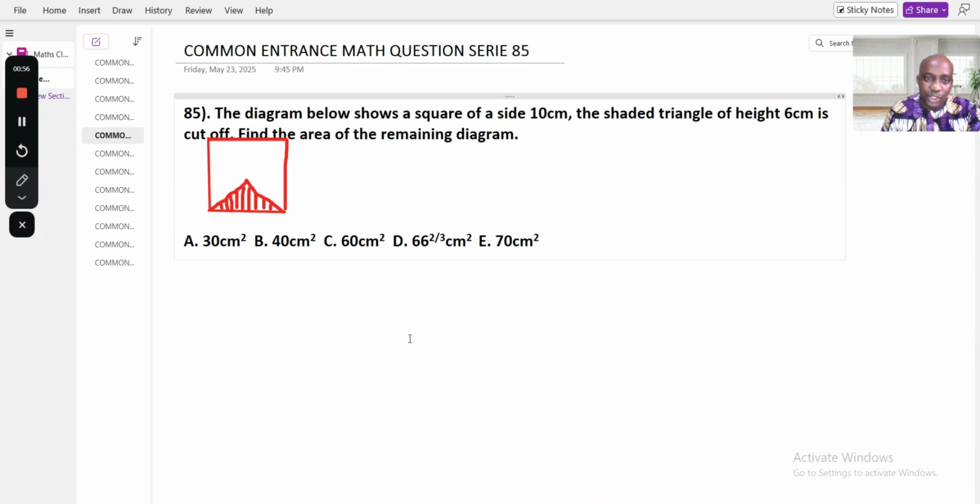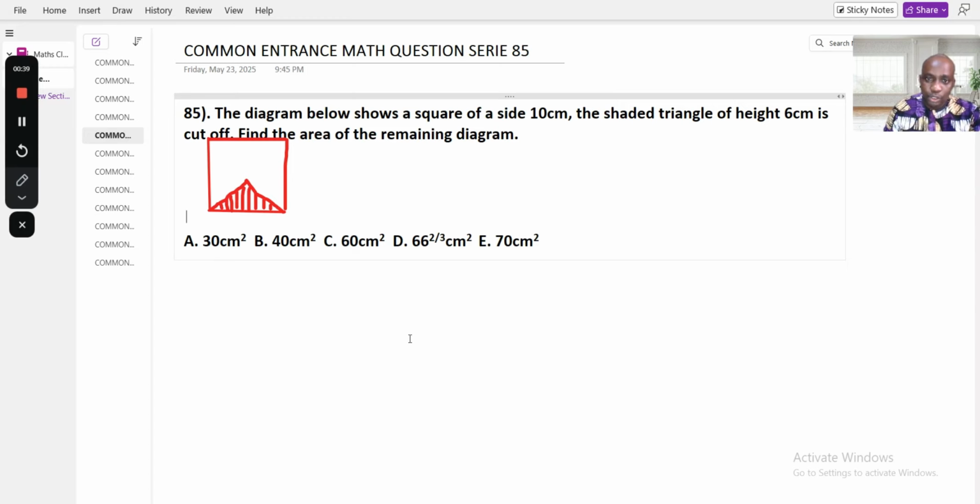We have this question. The diagram below shows a square of side 10 centimeter. The shaded triangle of height 6 centimeter is cut off. Find the area of the remaining diagram.